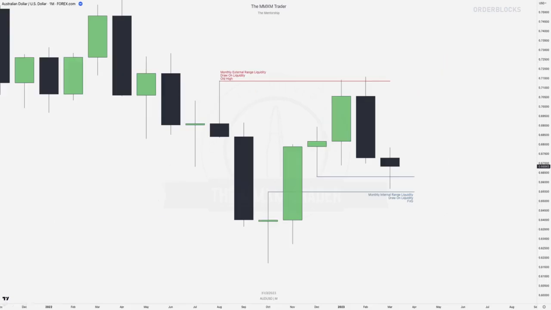Another example on the Australian dollar, US dollar monthly chart. Again, external range liquidity. Monthly external range liquidity. So we raid these buy stops up here. So what do we do after external range? We go to internal range. We see this monthly fair value gap down here, being the draw on liquidity.